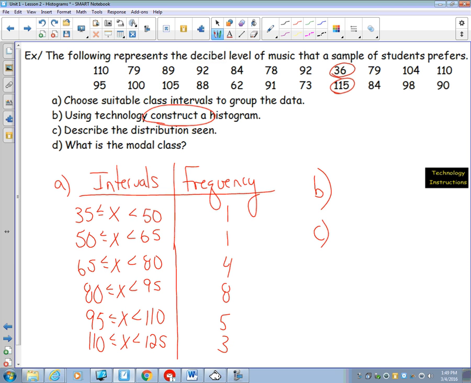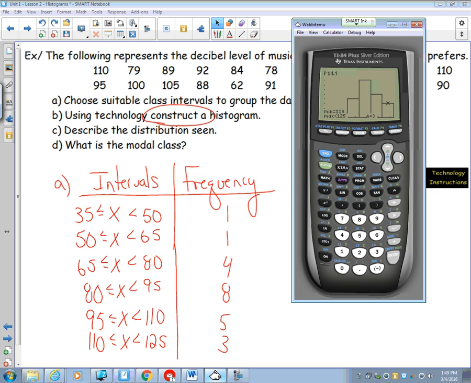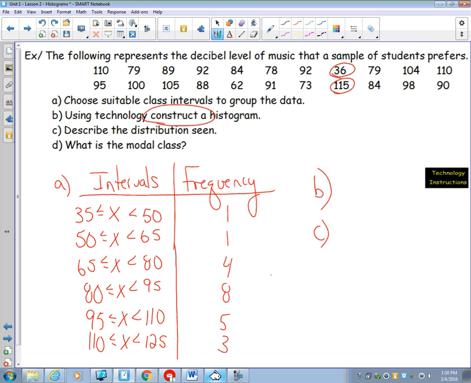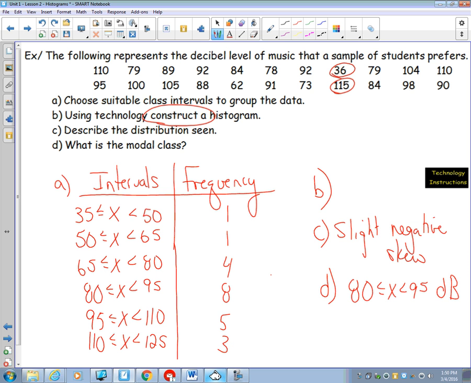Okay, for part C, describe the distribution. So let's take a look at our picture. If I drew a smooth curve over that, it looks like my data is slightly to the right. So I would say there's a slight negative skew to this. And then for part D, what is the modal class seen? I can look for the most common bar, or I can look at my table and say, oh, that's 80 to 95 decibels. That's the most common thing that I see.